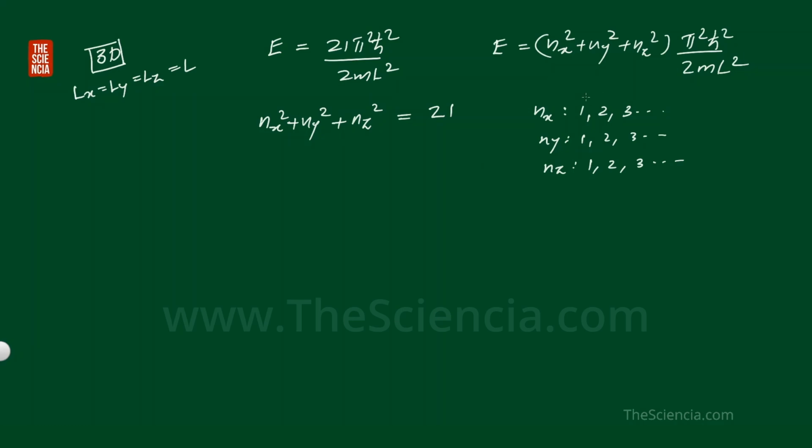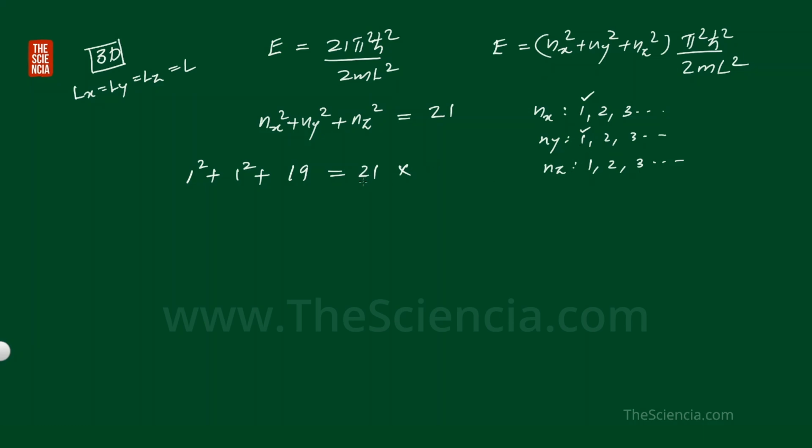So first we consider nx value equal to 1. That is 1 square plus, and I am considering ny value is also 1, that is 1 square plus nz square is equal to 21. So the remaining term is 19, and we cannot write 19 as a perfect square. So this combination is not possible. That is, the combination of nx equal to 1, ny equal to 1 and any other nz will not give this value 21.